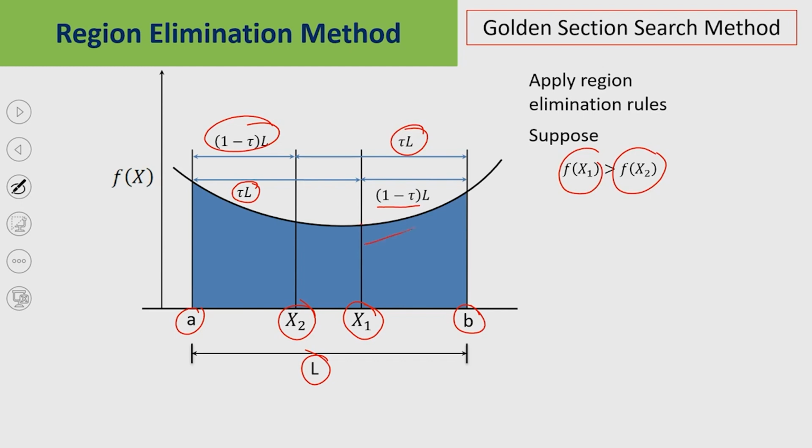So, in that case what will happen? The optima is not there in this particular region. So, therefore, I can eliminate this region. How much am I eliminating? I am eliminating tau into L region. I am yet to calculate the value of tau, but what I am doing here is eliminating tau L region.